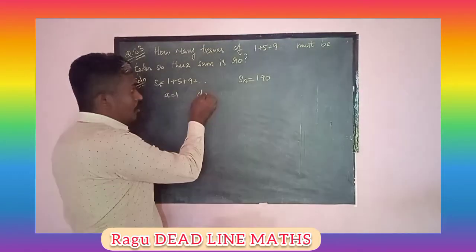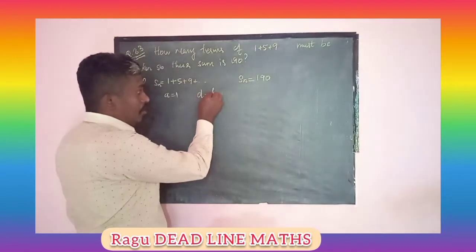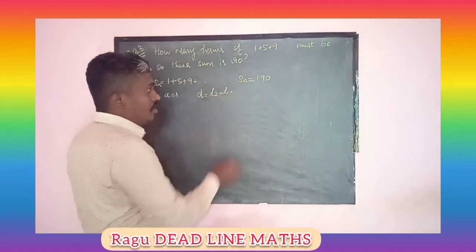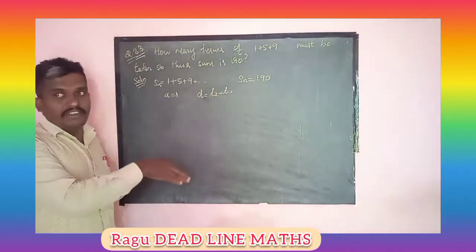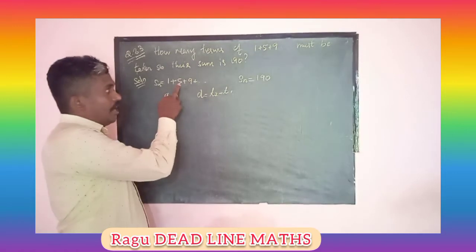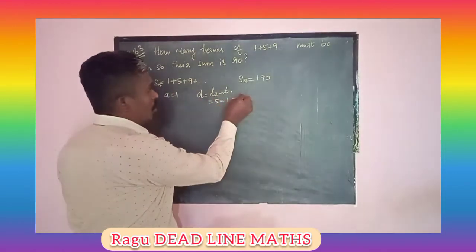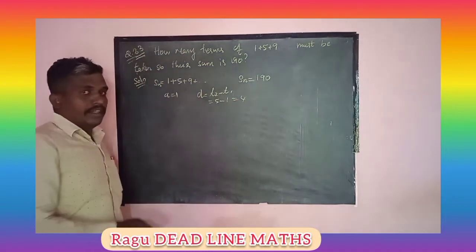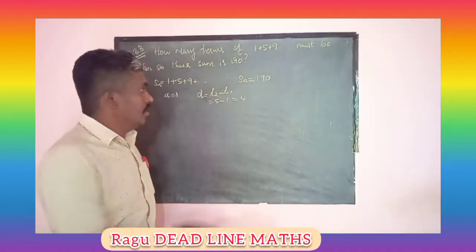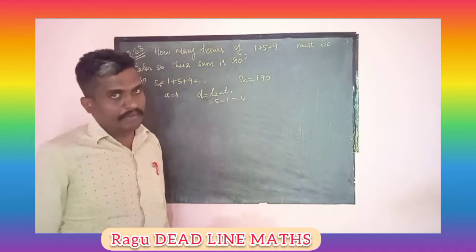And d is equal to T2 minus T1, that is, term 2 minus term 1. Term 2 is equal to 5, so 5 minus 1 is equal to 4. That is the difference. The common difference of the sequence is 4.